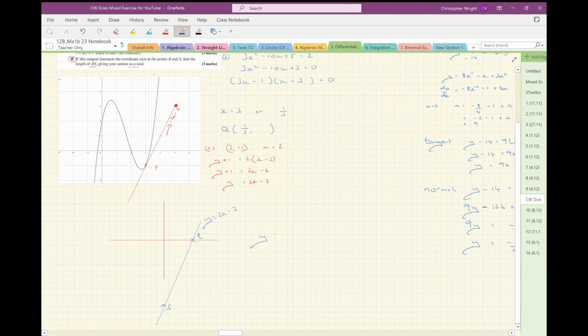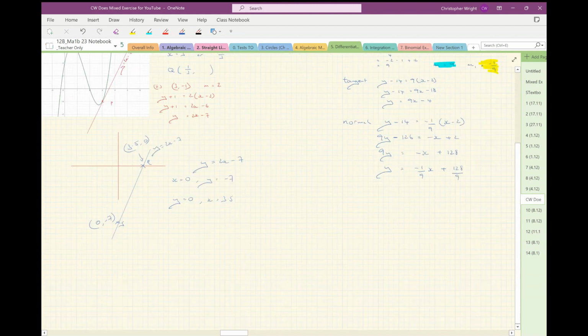Right, well my line is y equals 2x minus 7. When x equals 0, y is -7. So this is the point (0, -7). And when y equals 0, then x equals 3.5. So this is the point (3.5, 0), and I am being asked to find the distance from R to S. So that's okay. So x squared will equal (7/2) squared plus 7 squared. Okay, and I need to give my answer as a surd.